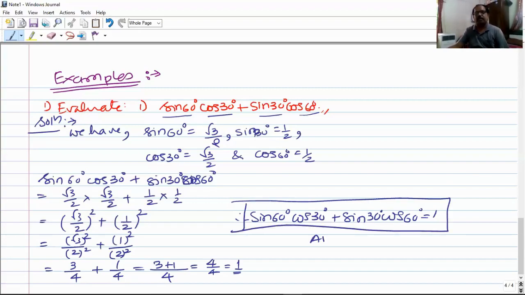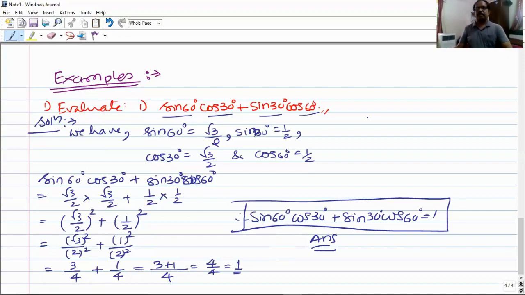So hope everyone got this, right? In this way students, we can find the values of trigonometric expressions in terms of different angles, the specific angles we have seen in the last video, right? So let's continue with some more examples.